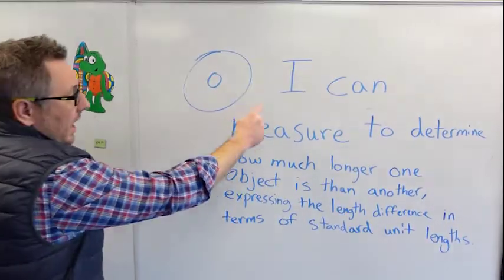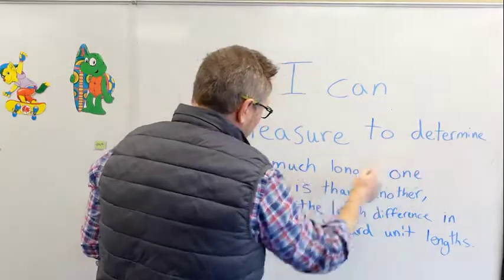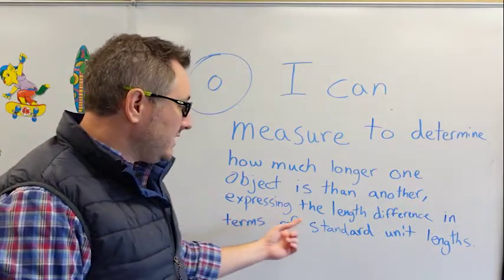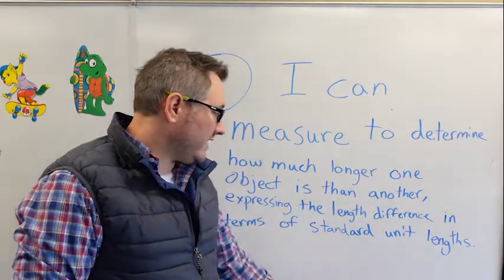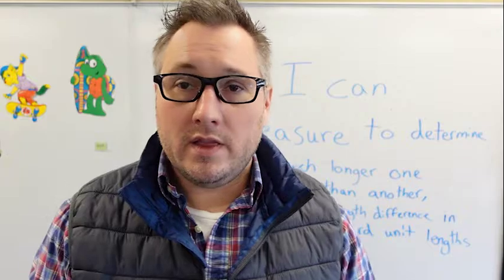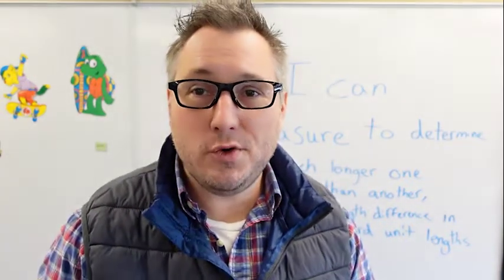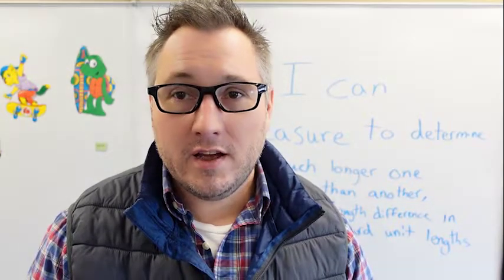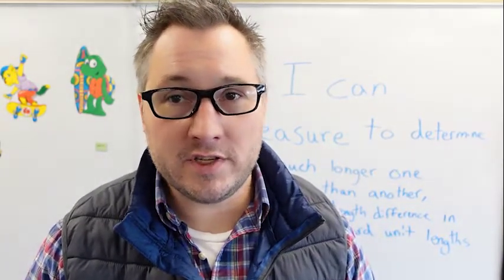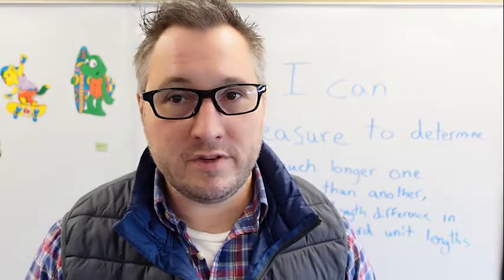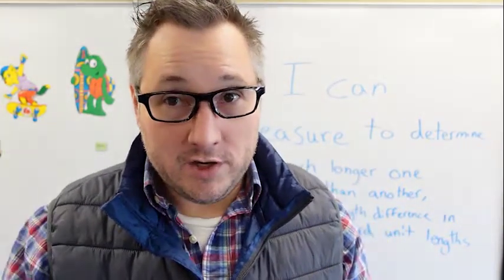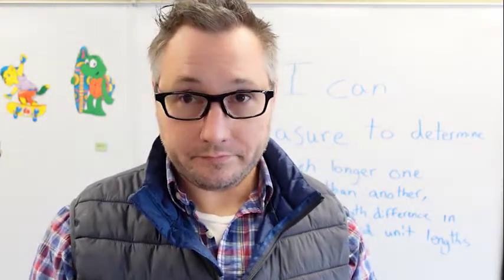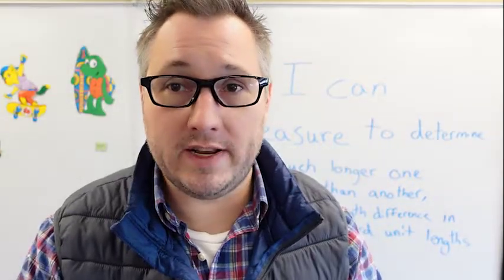I can measure to determine how much longer one object is than another, expressing the length difference in terms of standard unit lengths. The example that we're given in this story is if you go to order a chair and you say that you want it 30 paper clips long, nobody's going to know what that means. Nobody measures in paper clips anymore. We measure in centimeters, meters, inches, and feet. But you're not learning about inches and feet right now. We're going to deal with metric.